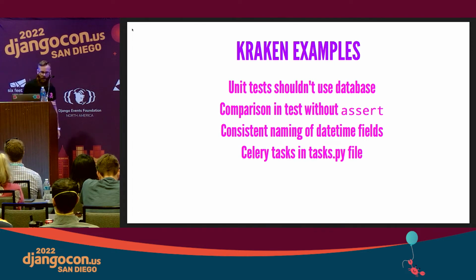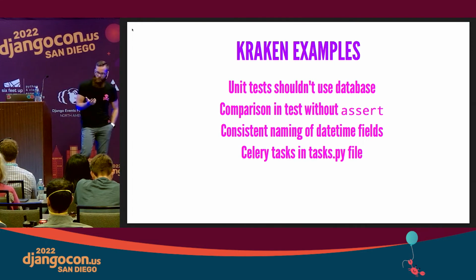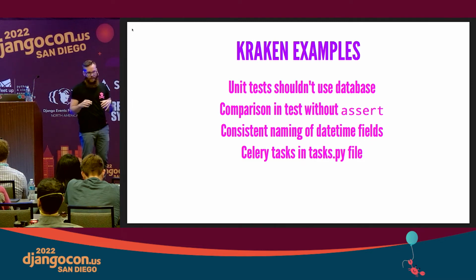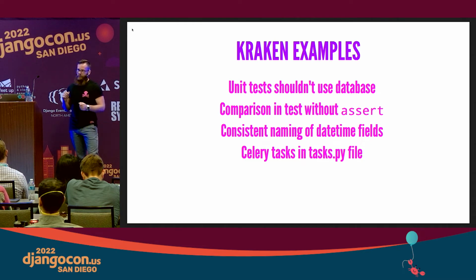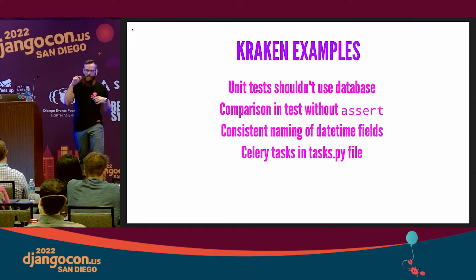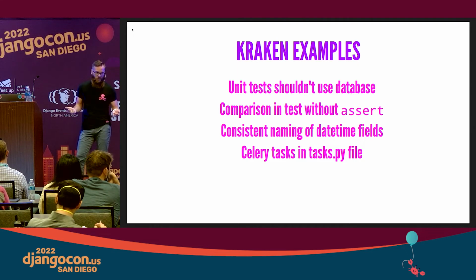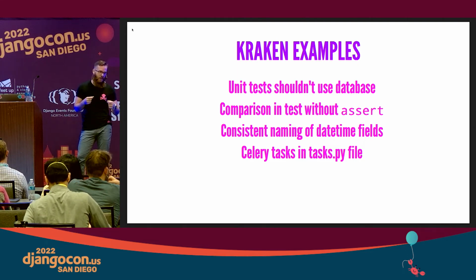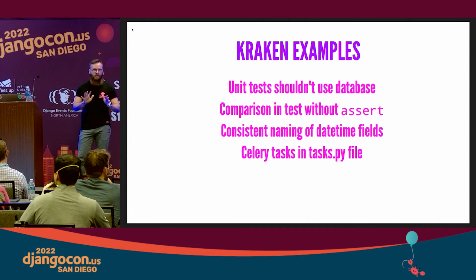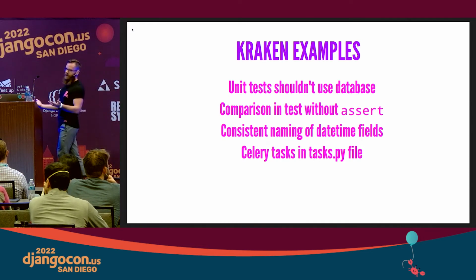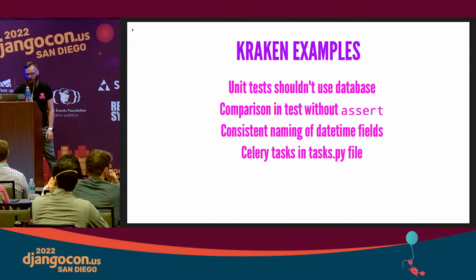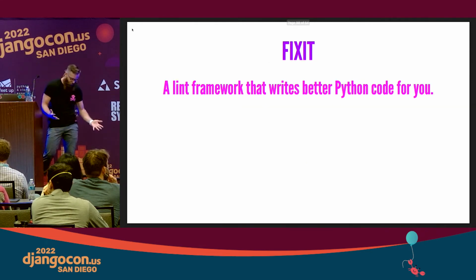So pretty useful. Other Kraken examples that we have are that our unit tests are meant to not use the database. A true unit test really shouldn't depend on anything, so we have some linters to complain about that. Again, like I said before, if you have a comparison in a test without the assert, we complain. We are pretty pedantic about the way we name fields because we have hundreds and hundreds, maybe even thousands of models. When we have datetime fields in the database, we name them with underscore at, and from and to, for very specific reasons, so that if you come across a model you've never seen before, you kind of know what you're looking at. And then some other things, like making sure that all our task files are in a tasks.py and stuff like that.